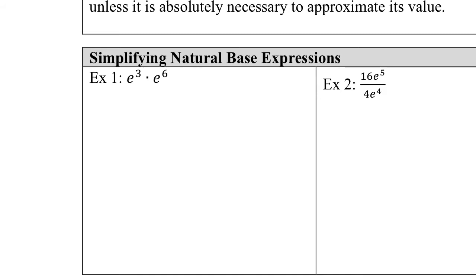Since it has the same base, e, we can think of this as 2 to the third times 2 to the sixth. Same idea. Since we're multiplying, that means you're going to add the exponents together. So e to the 3 plus 6 power. And 3 plus 6 makes 9. So the simplified version of this is just e to the 9th.